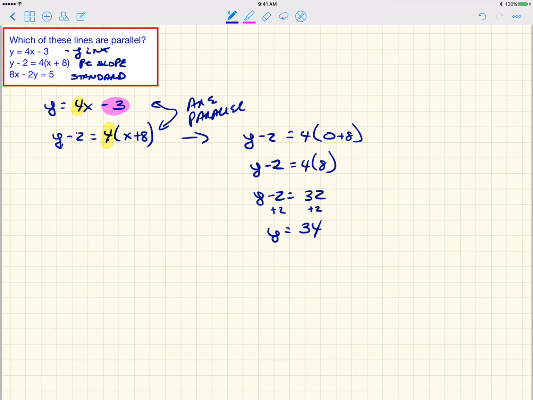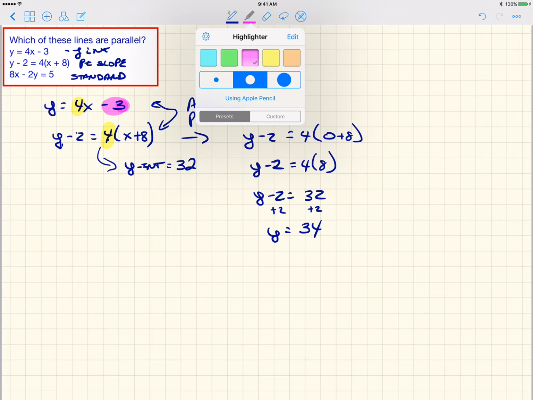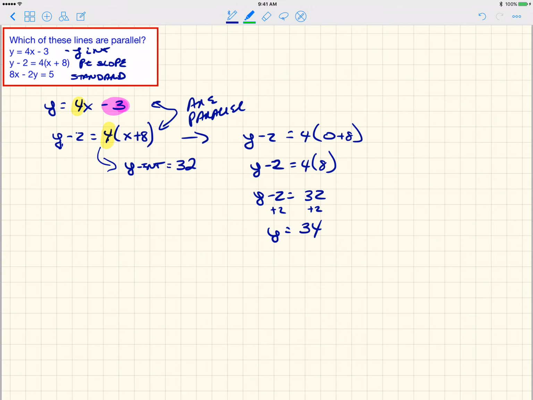So the y-intercept of this equation is going to equal 34. So these are not the same line. The top line has a y-intercept of -3. The bottom line, or the point slope line, has a y-intercept of 34. So these are going to cross the y-axis at very different points. They are parallel, but they are crossing the y-axis at two different points, so that means that they are not the same line.